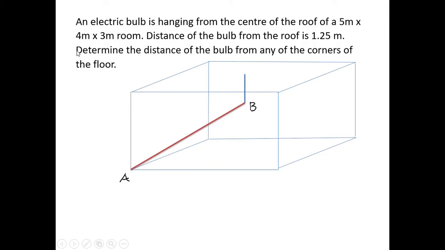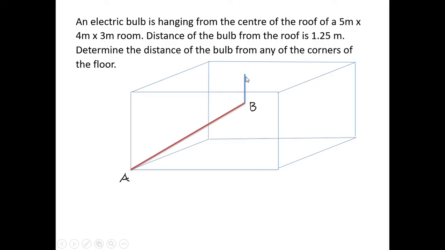As in the previous case, you are taking 1 meter equal to 1 centimeter, so the scale is 1:100. Instead of 5 meter, you can take 5 centimeter, 4 meter you can take 4 centimeter, and 3 meter you can take 3 centimeter.